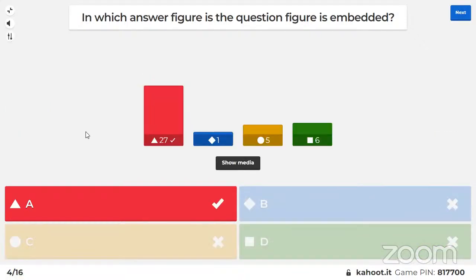Which answer figure is the question figure's input? A is the correct answer. Most of you have answered it correctly.